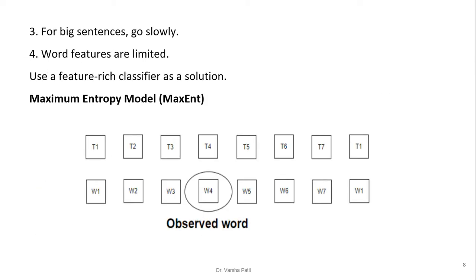Next, for big sentences, Viterbi decoding is slow, even though it is efficient. Here we are using word features which are very limited. So the solution for HMM is to use a feature rich classifier, and that is nothing but the maximum entropy model. It can also be called max ENT. Here, for example, W4 is our observed word. When we want to determine the part of speech tag for W4, we take the help of the previous words and the future words, which are nothing but features. We also take the help of the previous part of speech tag and the next tentative or predicted part of speech tag.